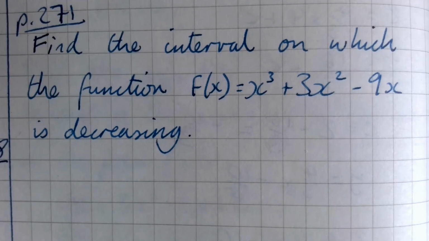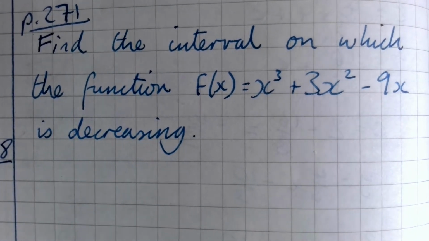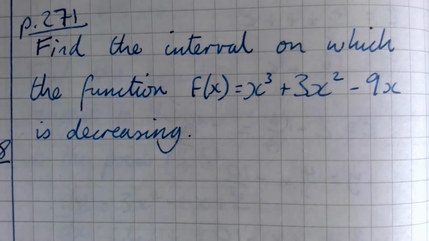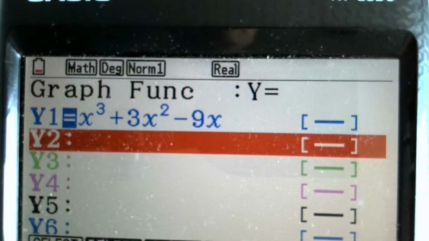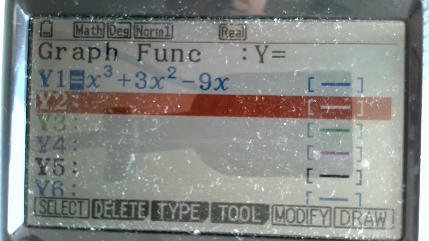Right, today's second example, finding the interval on which this function x cubed plus 3x squared minus 9x is decreasing. So that means where it's negative. Now the other one wasn't negative at all, although it was a cubic. So why does that happen? Well, if you're ever confused, remember you've always got your graphical calculator, have a little look. It won't necessarily solve the thing for you, but it may give you a bit more of an idea of what's going on.